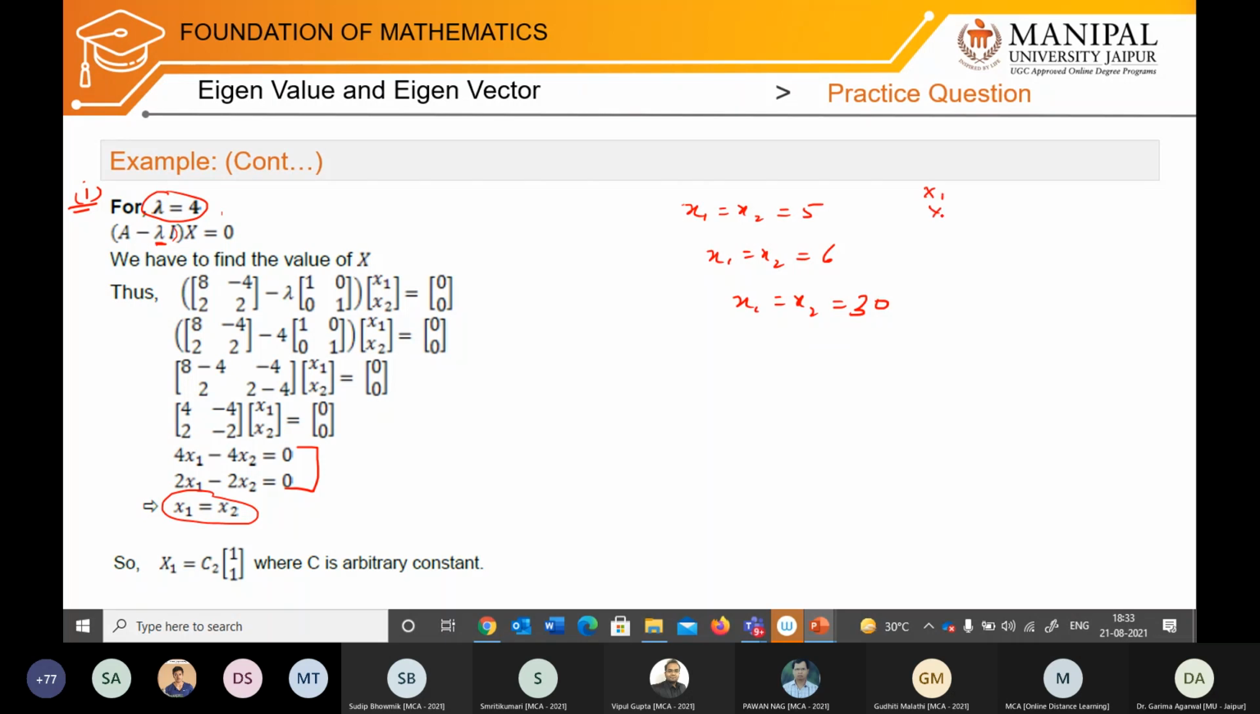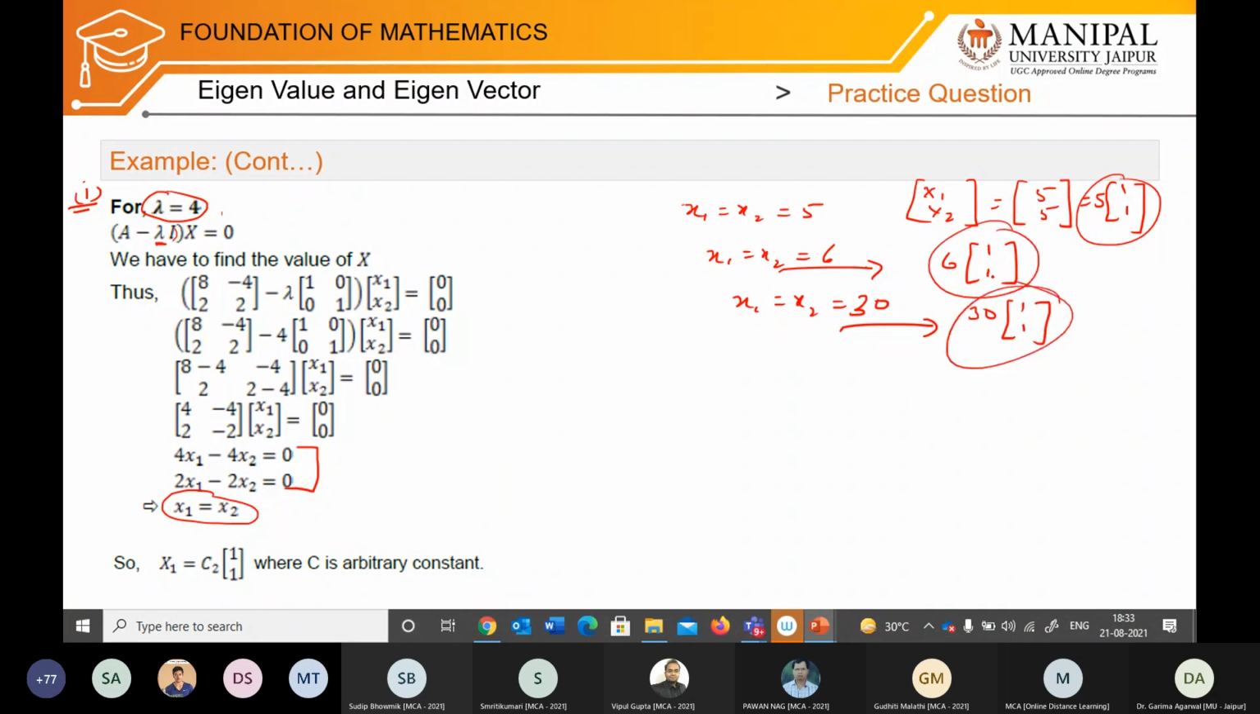If I want to write x1 and x2 in the column matrix form, we can write it as 5 5. Or if I take 5 comma, it will be 5 1 1. For this case, I can write it as 6 1 1. For this case, I can write it as 31 1. So all these are the same, but the number 5, 6, 30 is different. So we can write it in that manner: C2 times the 1 1 column matrix. So this is the generalization of all the values, right?